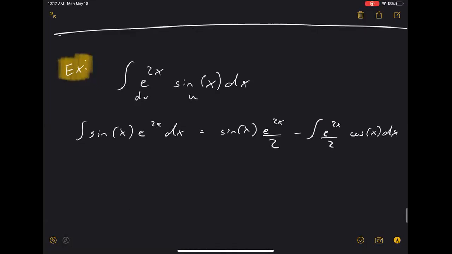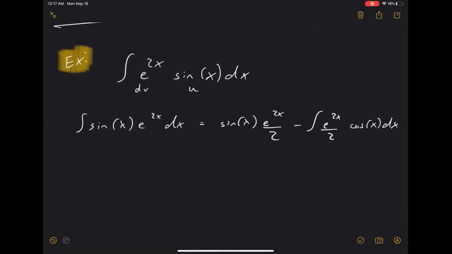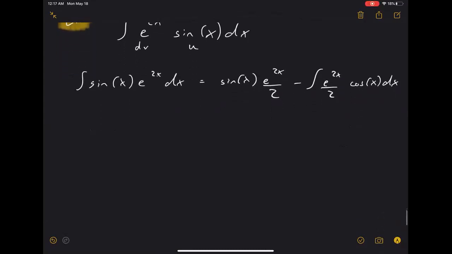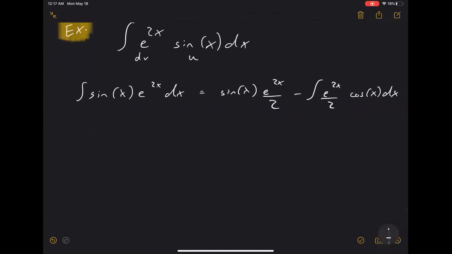Okay. So now I have this integral, and again, I'm not done, right? I can't solve this integral easily, but I'm looking at it and I say, hey, maybe this is another integration by parts. So now let's keep track of this line, but let's try and figure out what this integral is. Okay. E to the 2x over 2 cosine of x dx. Again, using integration by parts. And in fact, let's go ahead and write it.